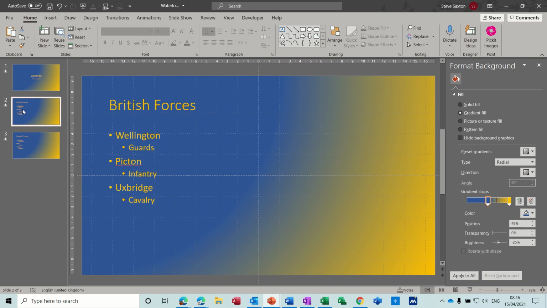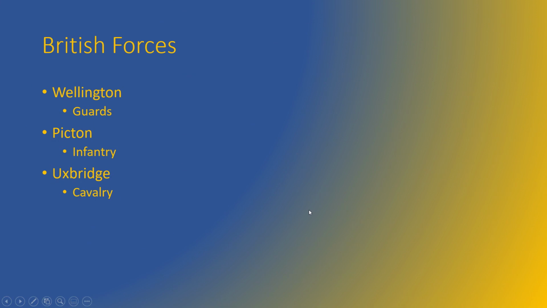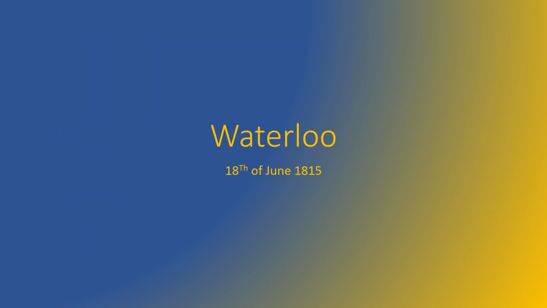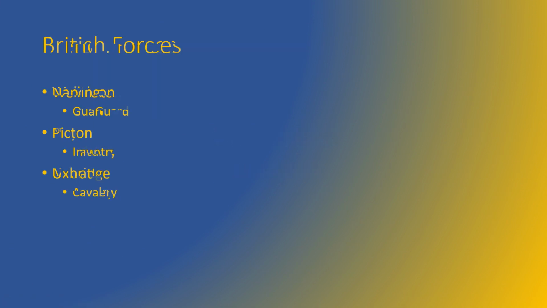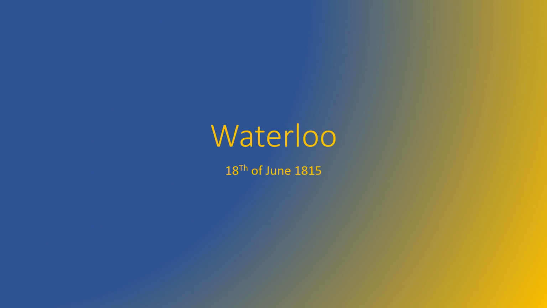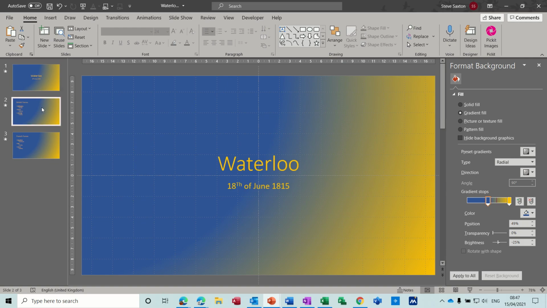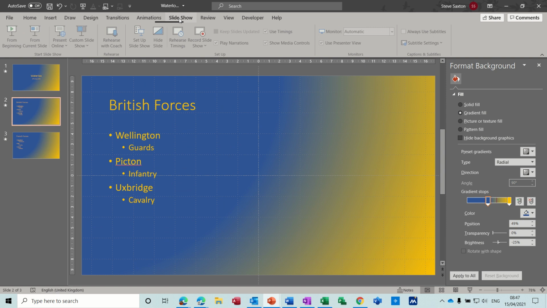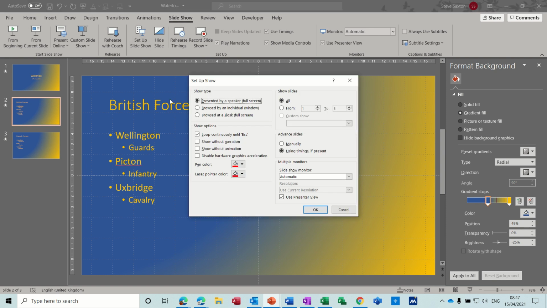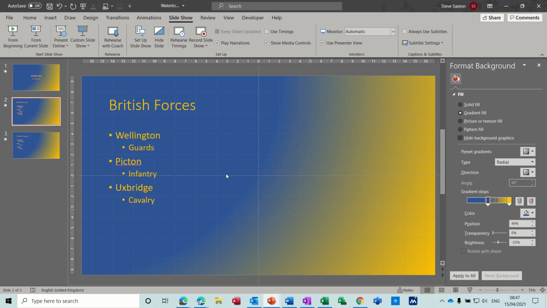So first of all, on this slide, British Forces, if I just put this into full screen, there is no animation on this, just straight to the next slide. And I can keep going round and round until I press escape. Now the reason that happens is because on the slideshow, if you go into setup slideshow, I've got it on a loop. Just take that off and put it back onto manual. But whatever, everything came in at the same time and I don't want that to happen.